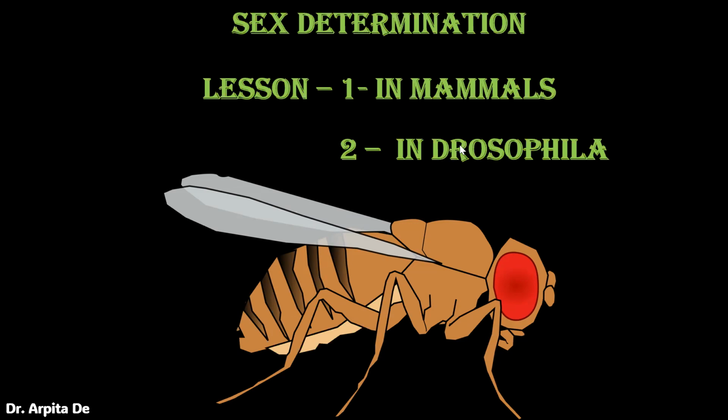As discussed in the previous lecture, I told you that I have divided this lecture into two parts: sex determination in mammals in lesson one and in Drosophila in lesson two. In this lecture, we will talk about sex determination in Drosophila.